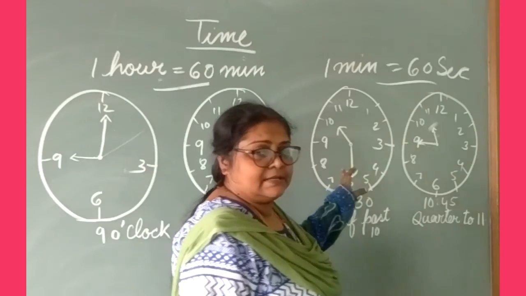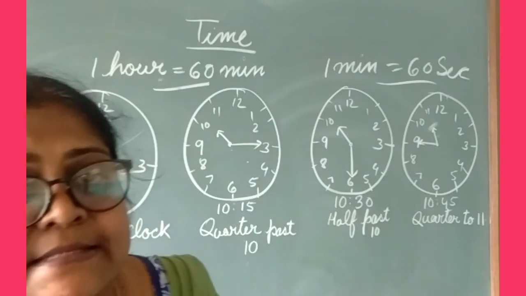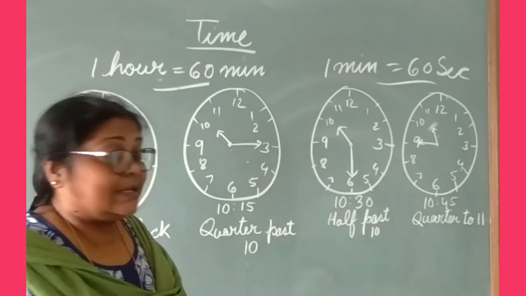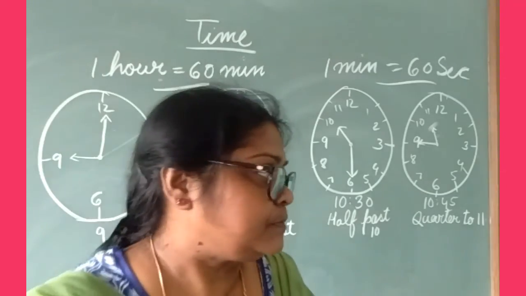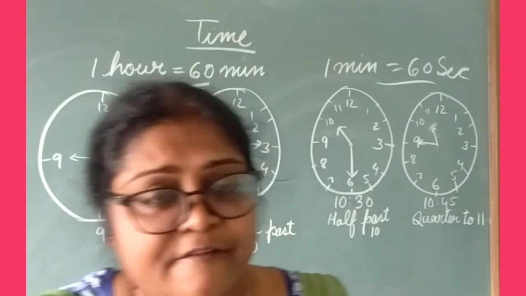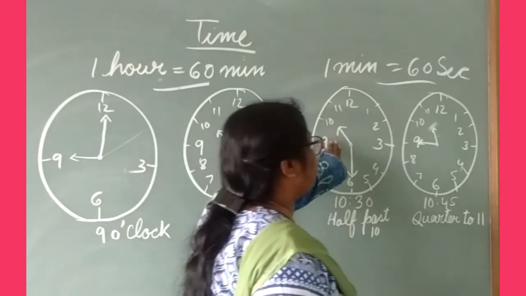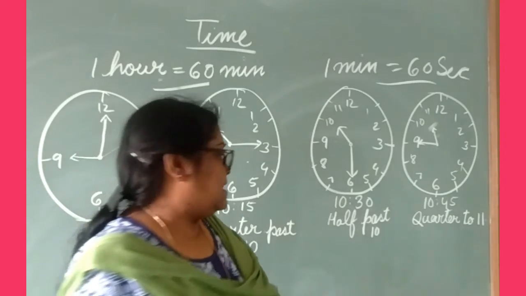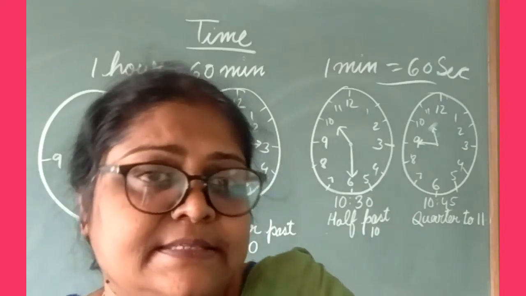In the third clock, the smaller hand is on 10 and the bigger one is on 6. So it is 10:30, which you can say is half past 10. Suppose the smaller hand is on 9 and the bigger one on 6, then it is 9:30, half past 9.